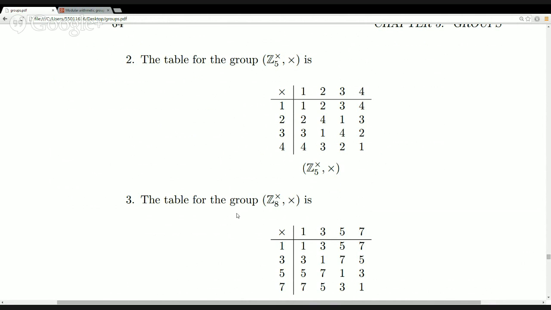So you're seeing there that 2 and 4 are inverses of each other. 2 is the inverse of 4 and vice versa. 4 is the inverse of 2 under multiplication modulo 7. 2 times 5 is 10, which is 3.